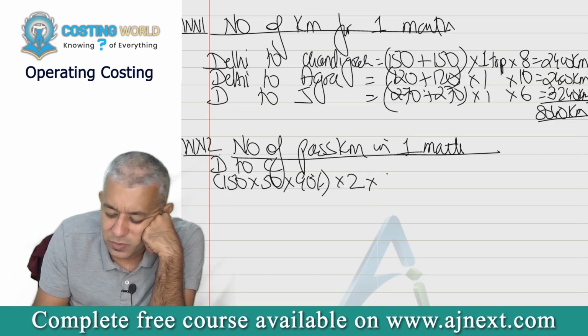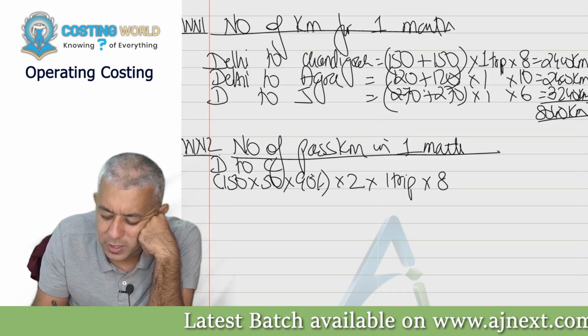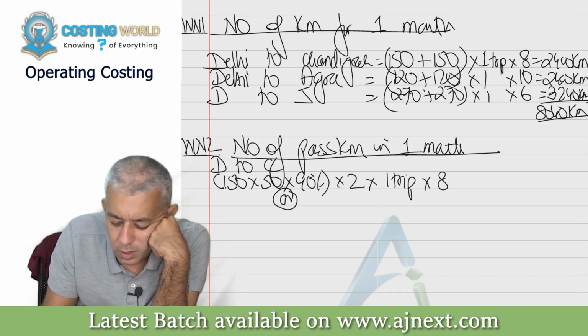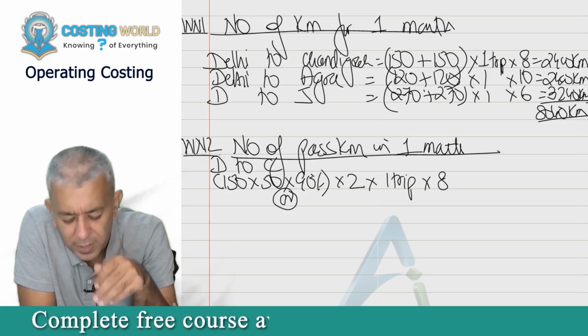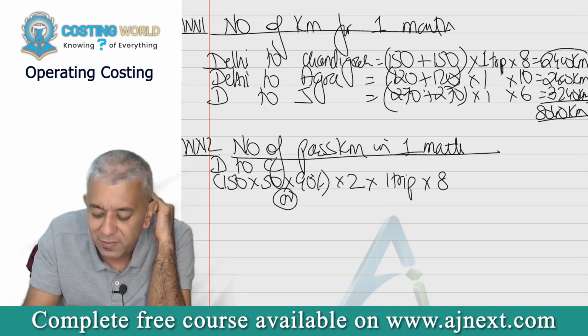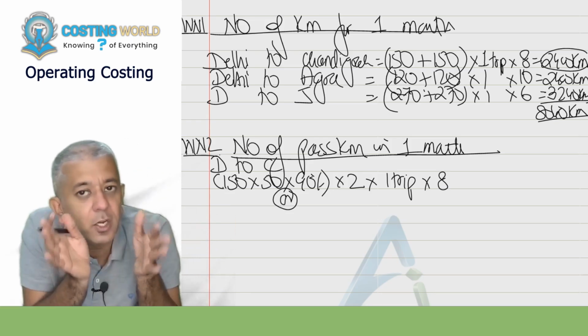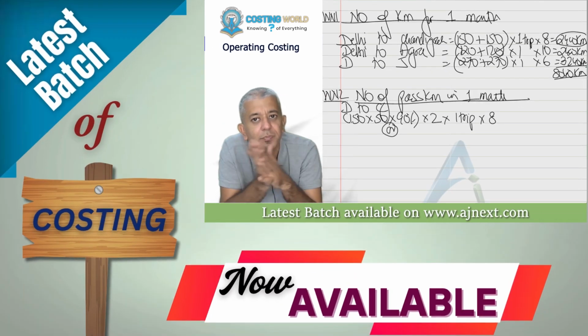Can you say this will happen 1 time in a day, so therefore into 1 trip, and this will happen for 8 times in a year? Is that all okay? Now in future, I don't want you all to be doing it like this. I can also alternately try to be thinking like this: can we say for the entire 2,400 kilometers, occupancy was 90%?